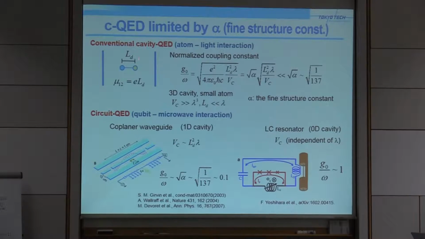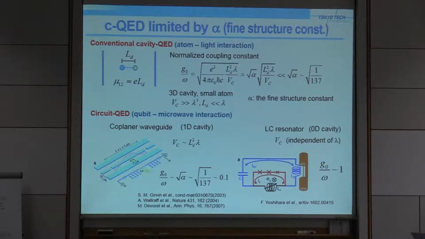However, the conventional cavity QED is limited by the so-called fine structure constant limit. If you consider a three-dimensional cavity, the normalized coupling constant, which is the coupling divided by the qubit frequency, is given by this formula. And you can find a fine structure constant here. Then if you use a three-dimensional cavity, the mode volume is always greater than cubic wavelengths. And the size of the dipole is usually much smaller than the wavelengths. So therefore, the second factor with the mode volume here is usually much smaller than 1. So therefore, this normalized coupling constant is always much smaller than this fine structure constant.